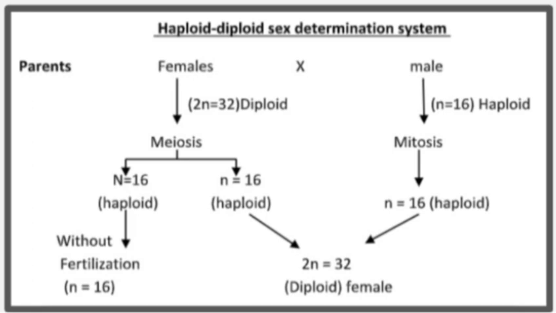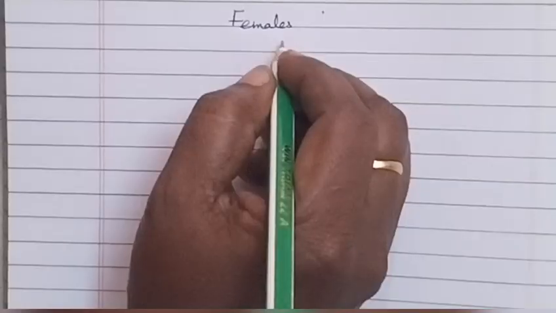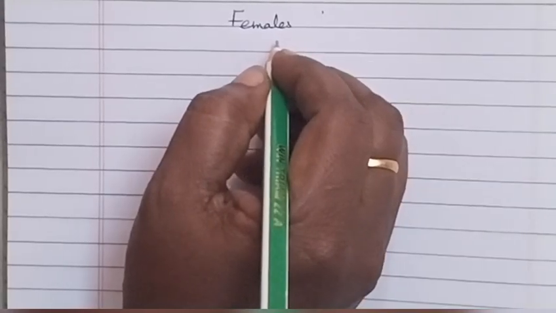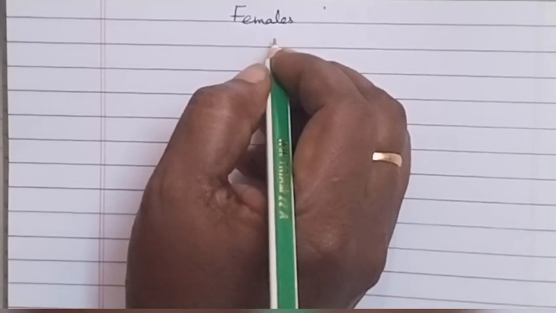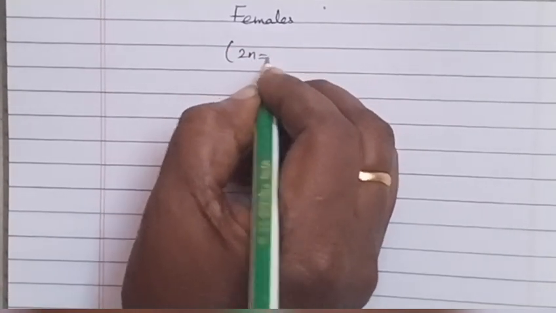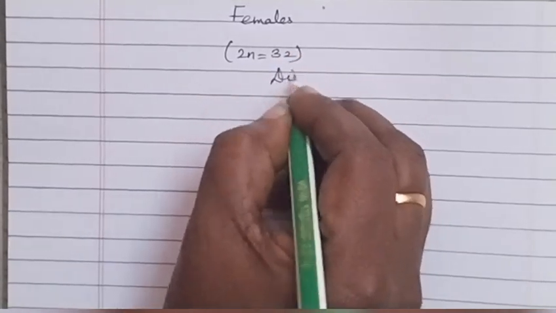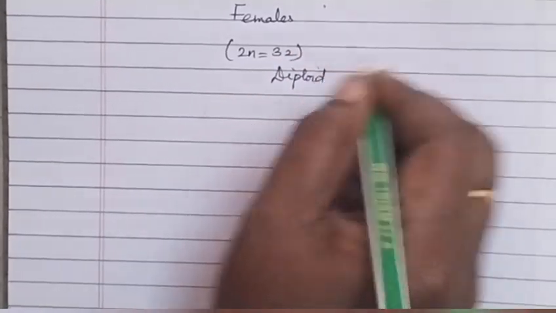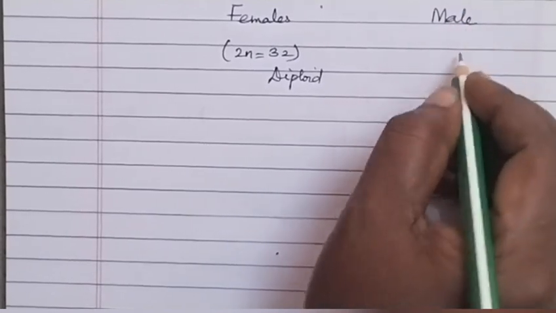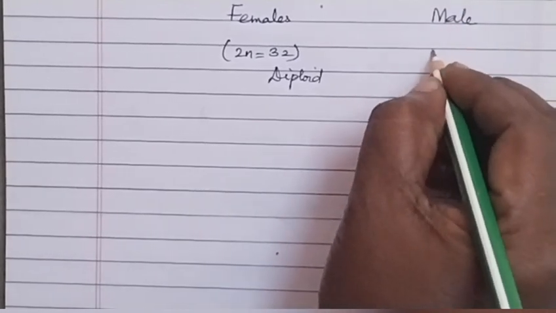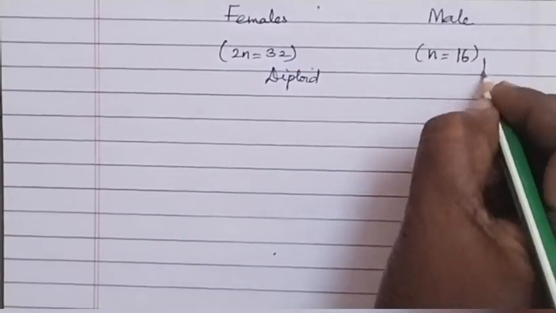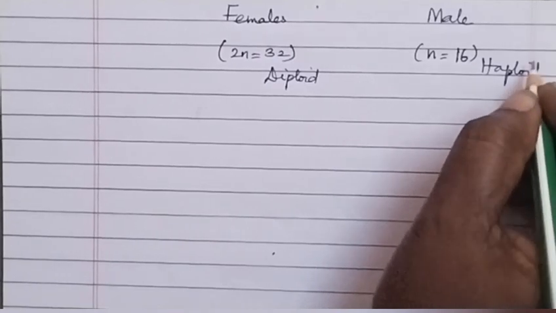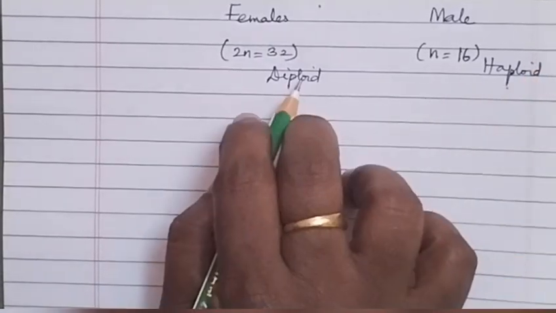And this is the chart where you can see the haplodiploid sex determination system in honeybees. Just look at the female. What is the chromosomal number for female? It is 32, so it will be diploid, 2n equal to 32. What about male here? Male is always haploid, so n will be haploid. Here 32, half is 16. So you have to mention it as haploid. In honeybee male it is haploid. What about female? It is diploid.